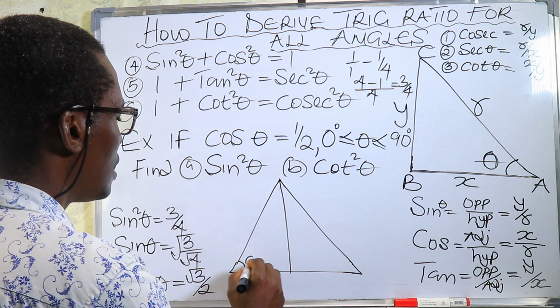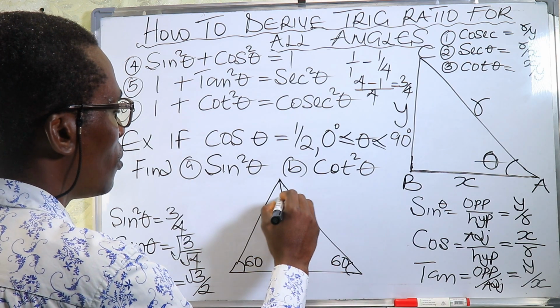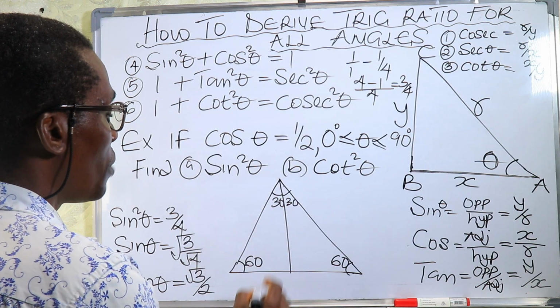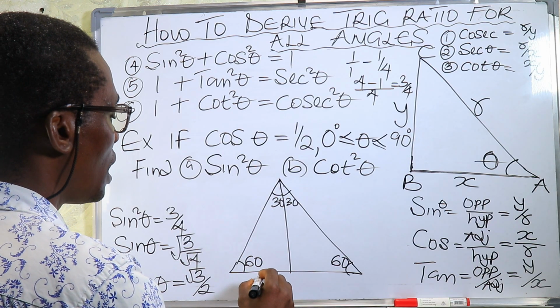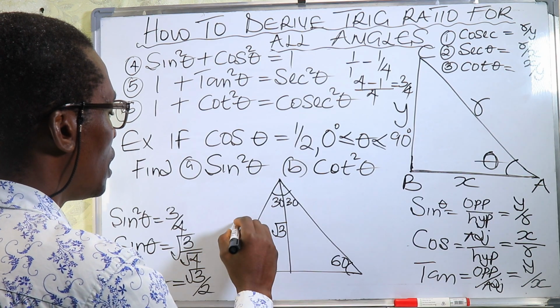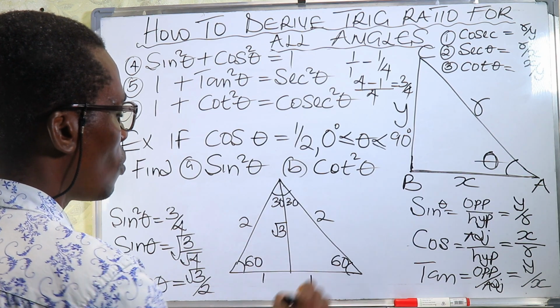Where here na 60, here na 60, equilateral triangle. Here go be 30, here go be 30. And because of wetin we do, here na root 3, here na 2. Since here na 2, 2, we divide it into 2, it go be 1, 1.